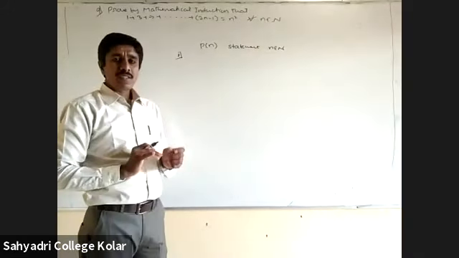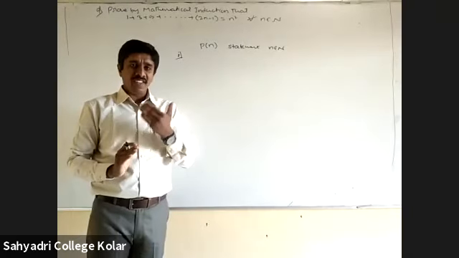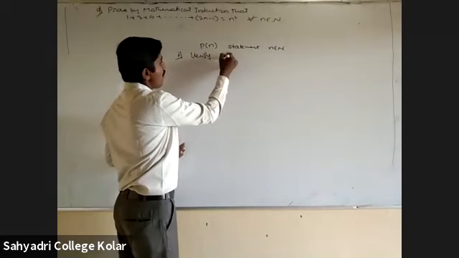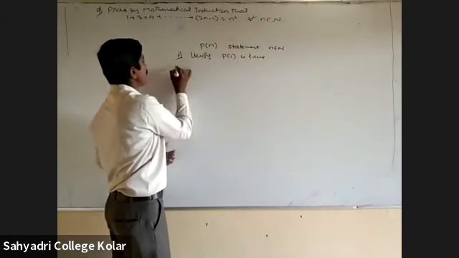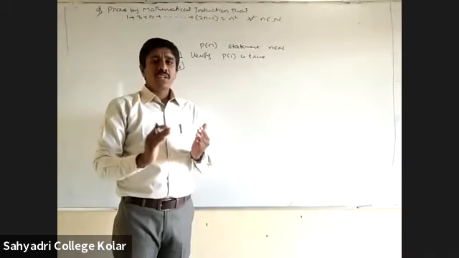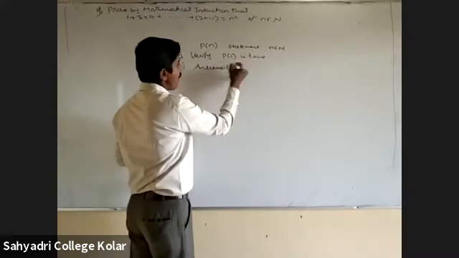First one, verify that the given statement is true for n is equal to 1. That is, P of 1 is true. Second one, assume that the given statement is true for n is equal to k. That is, P of k is true.